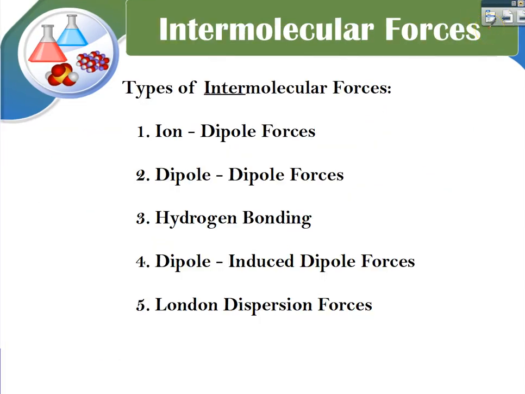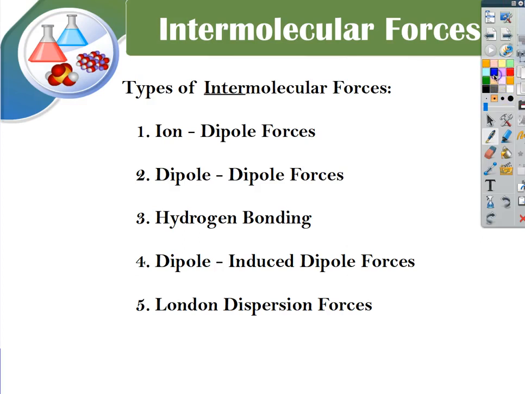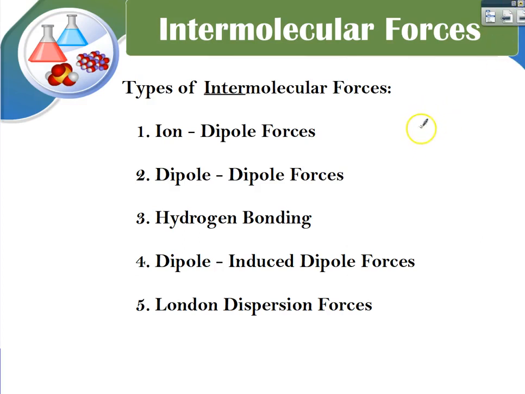So there are 5 types of those forces. We have to give them specific names, and here are the 5 types. There's ion dipole, dipole-dipole, hydrogen bonding, dipole-induced dipole, and London dispersion forces. And we're going to talk about each of them, and we're going to break it down. But before we do that, off to the side in your notes, you should write what dipole means.